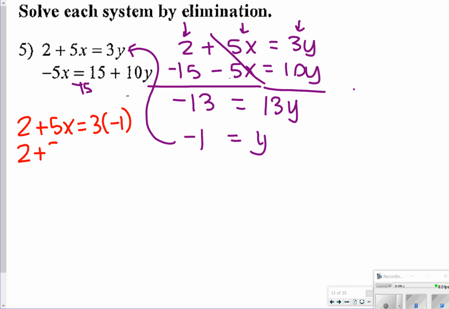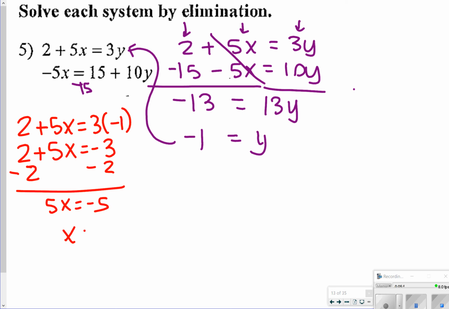and solve for x. So I have 2 plus 5x is equal to negative 3. I'm going to subtract 2 from both sides. So I get 5x is equal to negative 5. So x is also equal to negative 1. So my answer to number 5 is negative 1, negative 1.